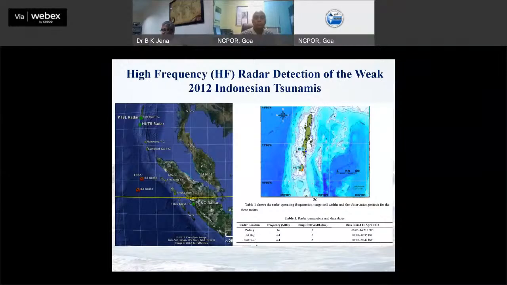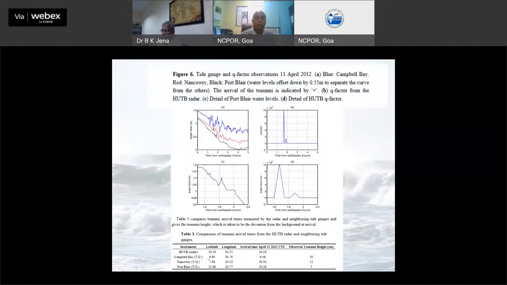This is our HF radar. This is their HF radar. So if you see, we could get Compal Bay and that 30 centimeter height difference in that tsunami height. And Nankovary we got 12 and Port Pillar we got 5 centimeter. So this we have estimated from our HFDR data.